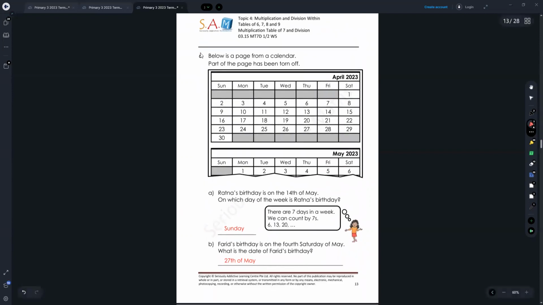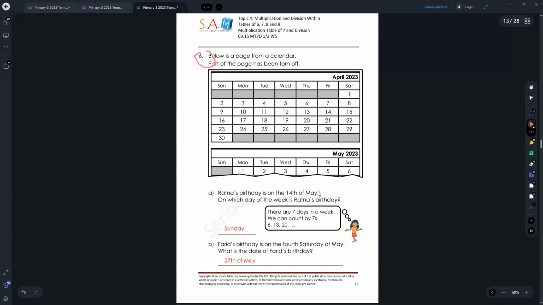Question 6 is interesting to do. Below is a page from a calendar. Part of the page has been torn. So Ratna's birthday is on the 14th of May. On which day of the week is Ratna's birthday? There are 7 days in a week, so we can count by 7s. So you might want to teach this.